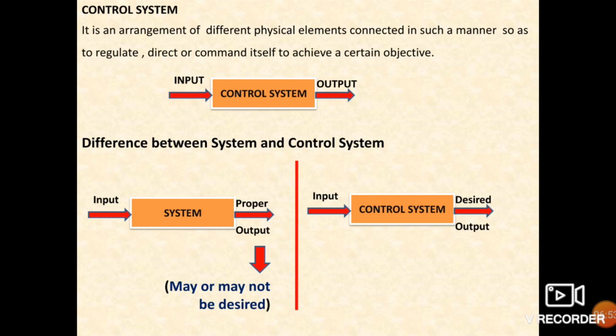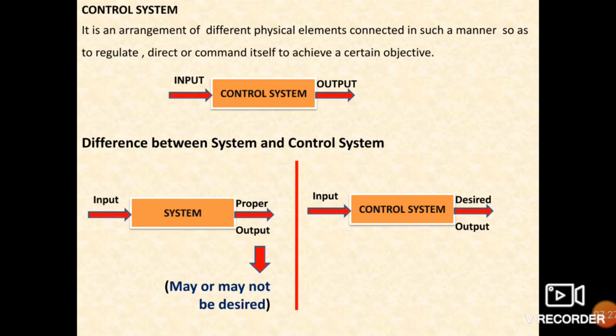See here there is a system, an input signal is given to the system, and a proper output signal is obtained from the system. Here, what do you mean by proper output signal? The proper output signal may be the desired one or not the desired one to the user. Okay, I will explain what we mean by desired or non-desired with an example in the upcoming slide.